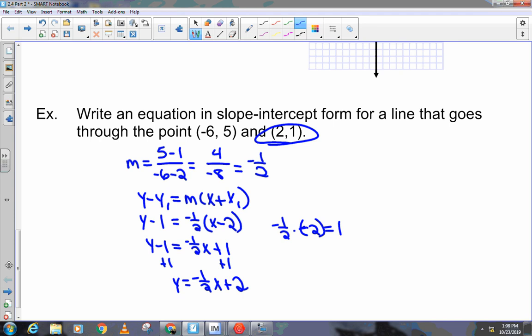So I had to find the slope. Then I used that slope and one of the points, not both of them, just one of them, and I plug it into this equation, and I rewrite it into this form. Y'all remember this from Algebra 1?